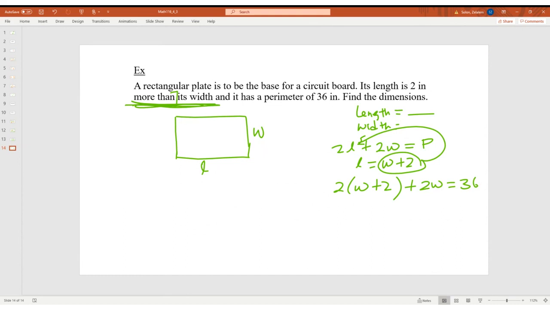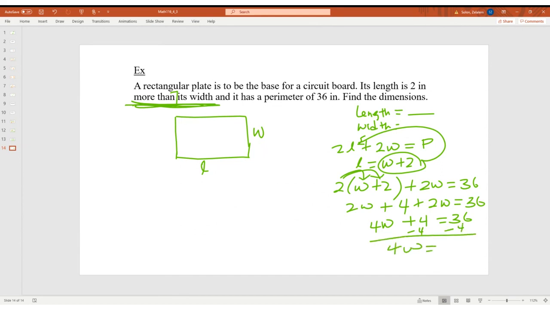Okay, now we can easily solve for the width. So distribute the 2. So you have 2W plus 2 times 2 is 4, plus 2W again, equals 36. Combine the W terms here, 2W plus 2W is 4W, plus 4 equals 36. So minus 4 from both sides. That means 4W equals 36 minus 4 is 32. Divide by 4. W equals 8.